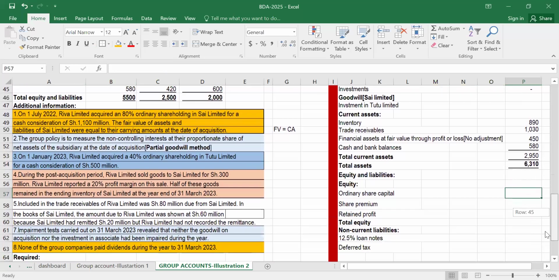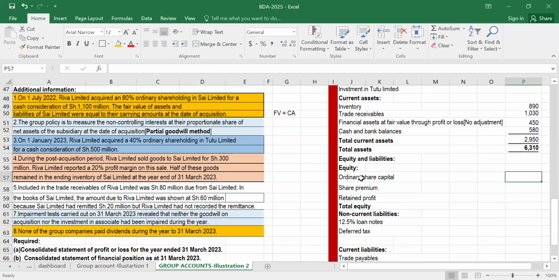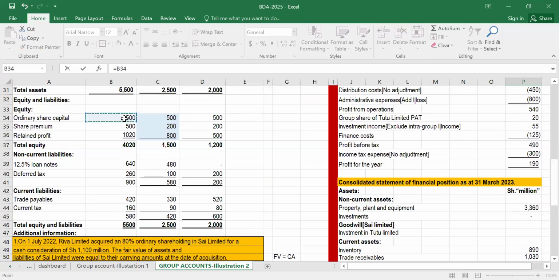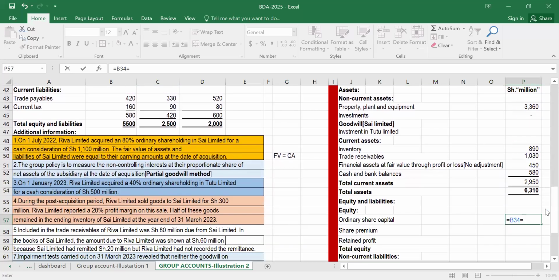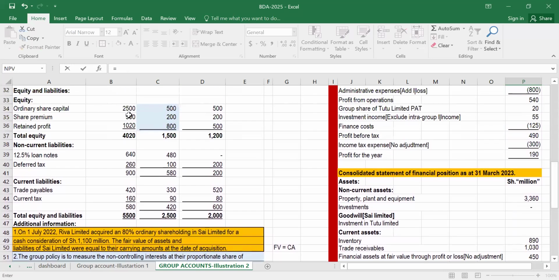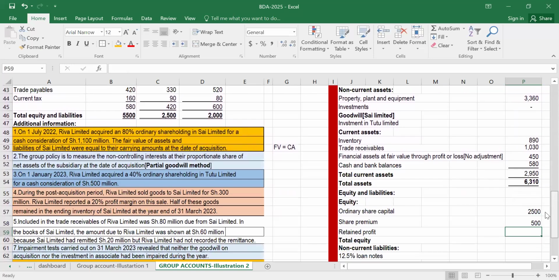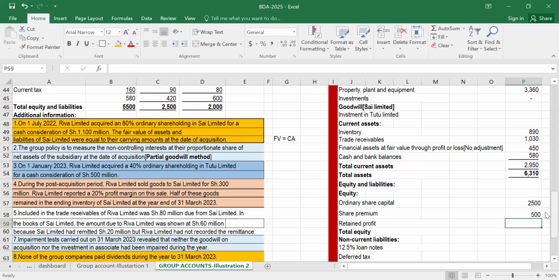Then let's move to the items of equity. Remember for share capital and share premium, we only include that of the parent. So for share capital, we enter that of the parent, which will be 25. And then share premium, we also only include that of the parent company. How much is that? 500.